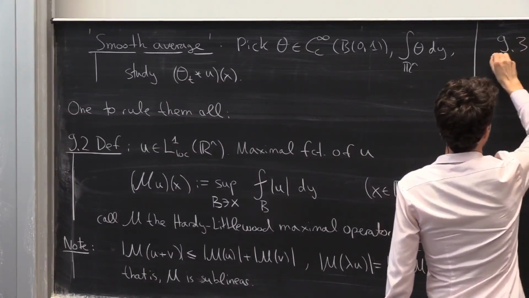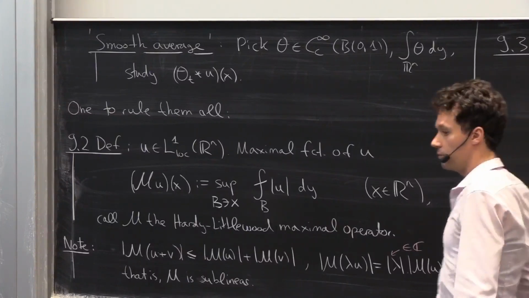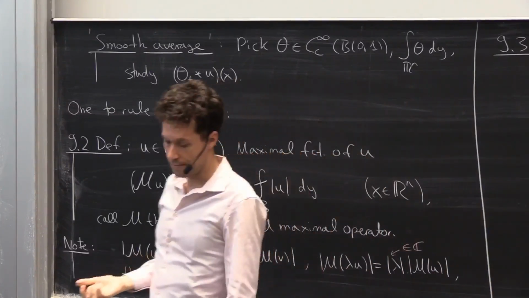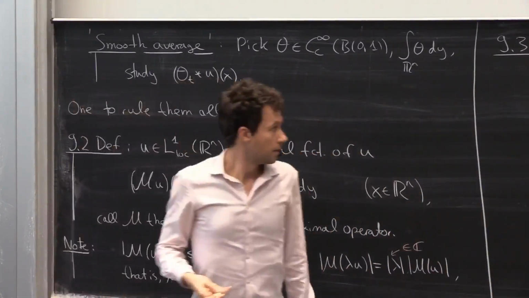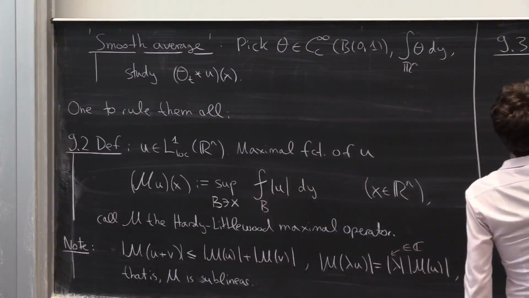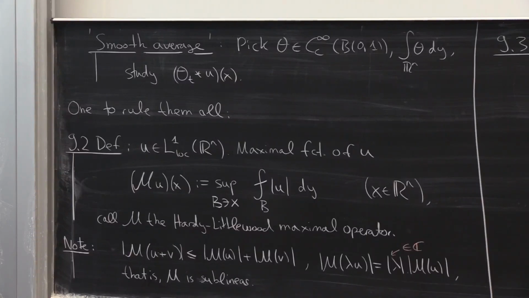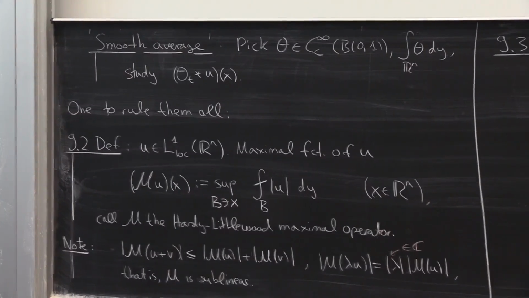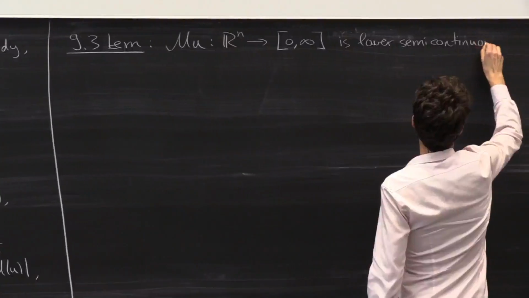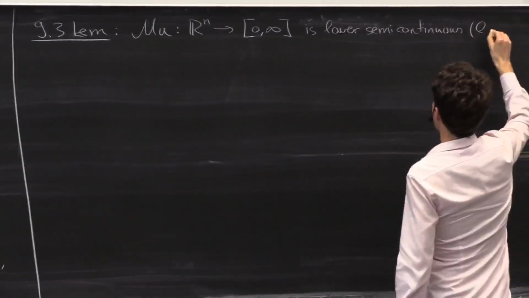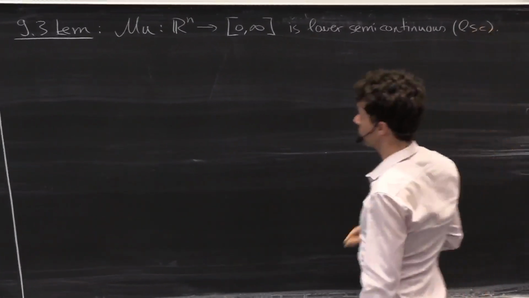But fortunately, the next lemma says that M of u is always going to be a measurable function. It's even better. Namely, M of u as a function from Rn to extended positive numbers is lower semi-continuous. LSC for the cool kids.